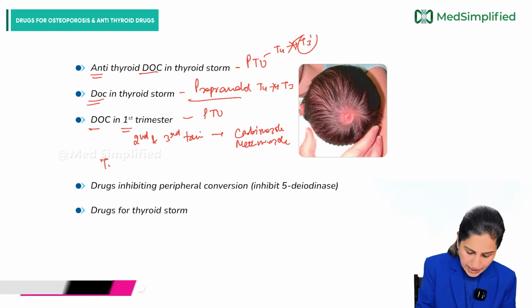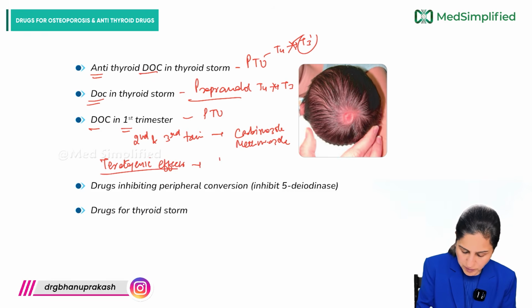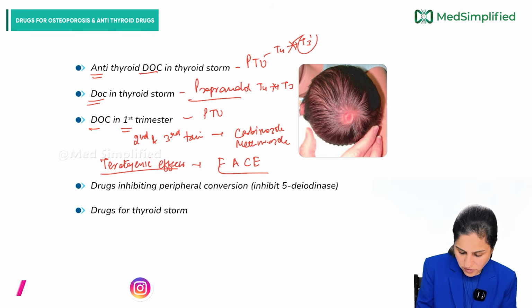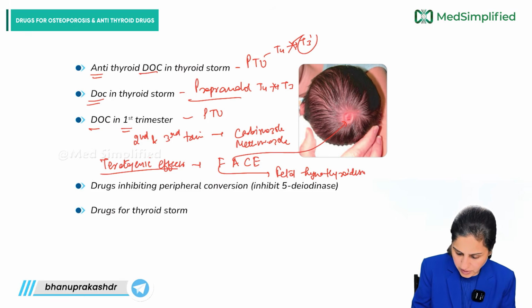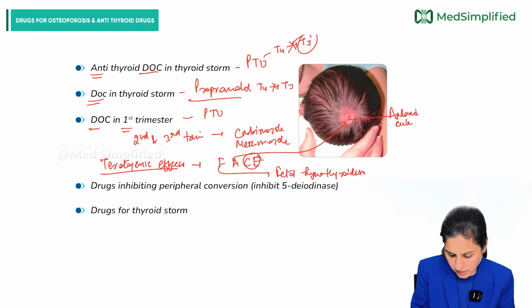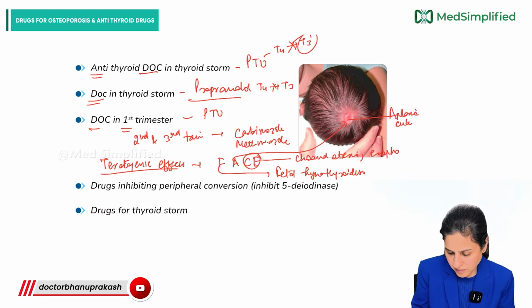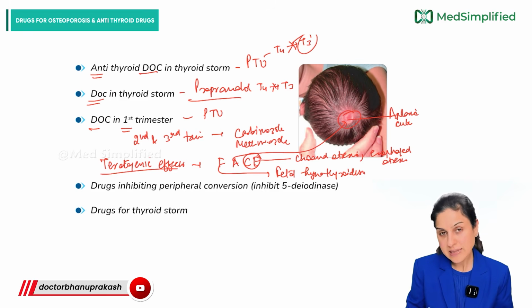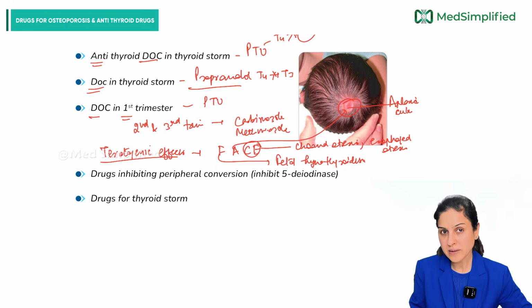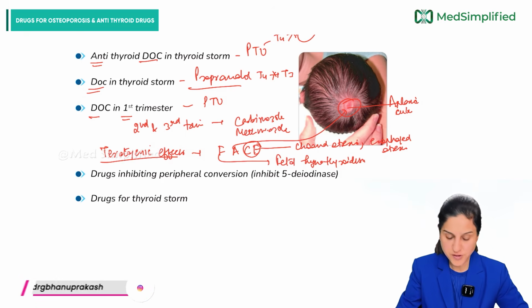Okay. So what are the teratogenic effects of carbimazole and methimazole? Remember the mnemonic called FACE. F is fetal hypothyroidism. A is aplasia cutis. C is choanal atresia, and E is esophageal atresia. Aplasia cutis means missing skin. So these are the teratogenic effects seen with carbimazole and methimazole. That's why they're not used in the first trimester.